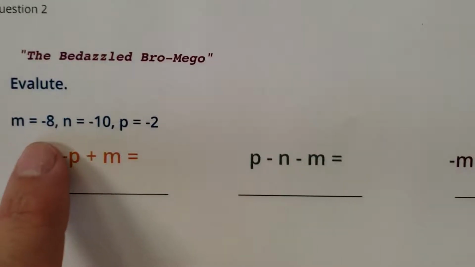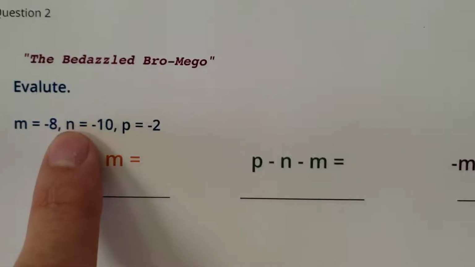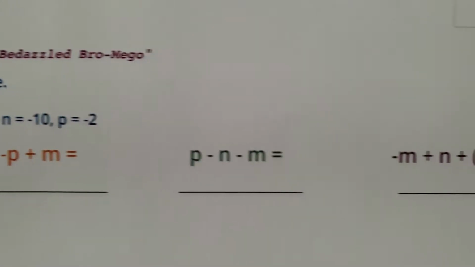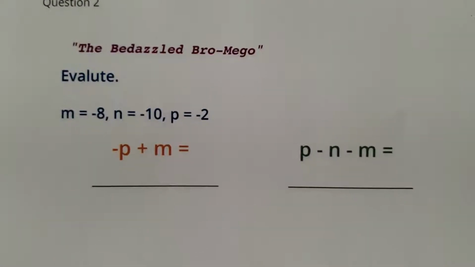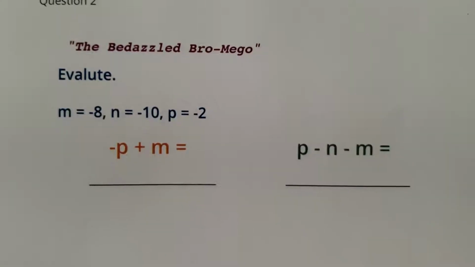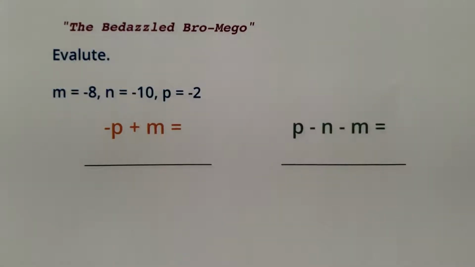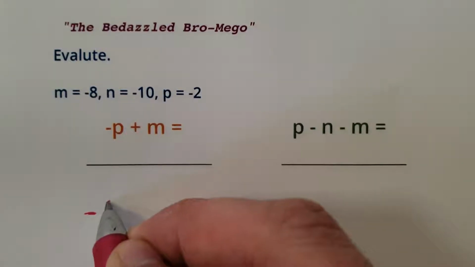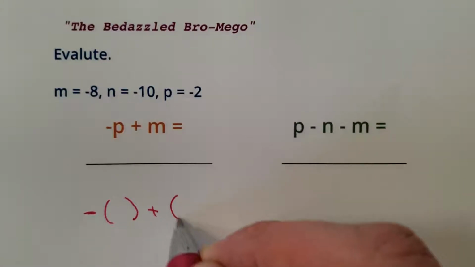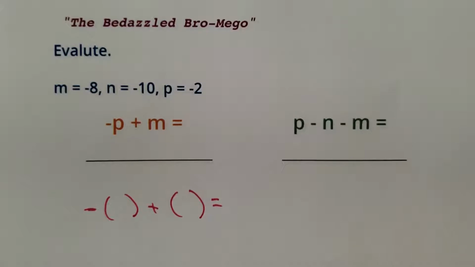So it looks like you have three variables, M, N, and P, and you have three expressions. So here's what I would do first. Again, best thing to do is to write them on paper. Okay. I'm going to go negative bracket plus a bracket equals I don't know. All right. So here we go.